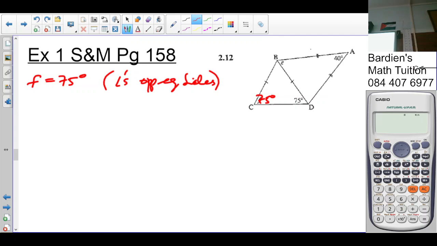Do we need angle B then? In that triangle ABCD, do we need an angle to calculate E? No, we don't. But looking in the other triangle, what do you see? We see an isosceles triangle as well. So what does that mean? Angle DBA, BDA, is equal to E. Why is that E? Because angles opposite equal sides. Are you going to calculate E? No.